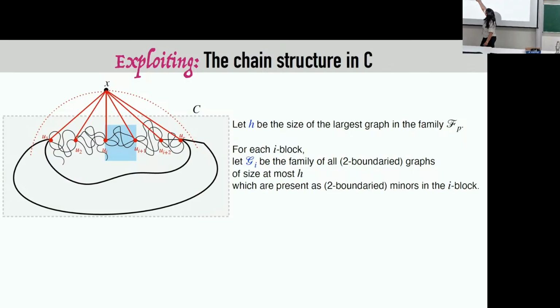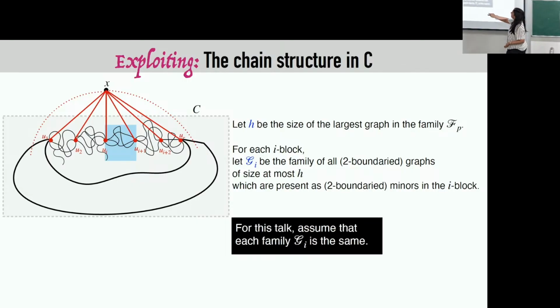So in each of these blocks, let's say this is the ith block, look at all the graphs of size at most h which can be found as minors inside a block. Enumerate all graphs on h vertices, see if it can be found as a minor here, and if yes, put it in. So you construct this family G_i for a block i. G_i contains all the graphs of size at most h which are present as minors inside this block only. For the purposes of this talk, let's assume that this family G_i is the same for every block.